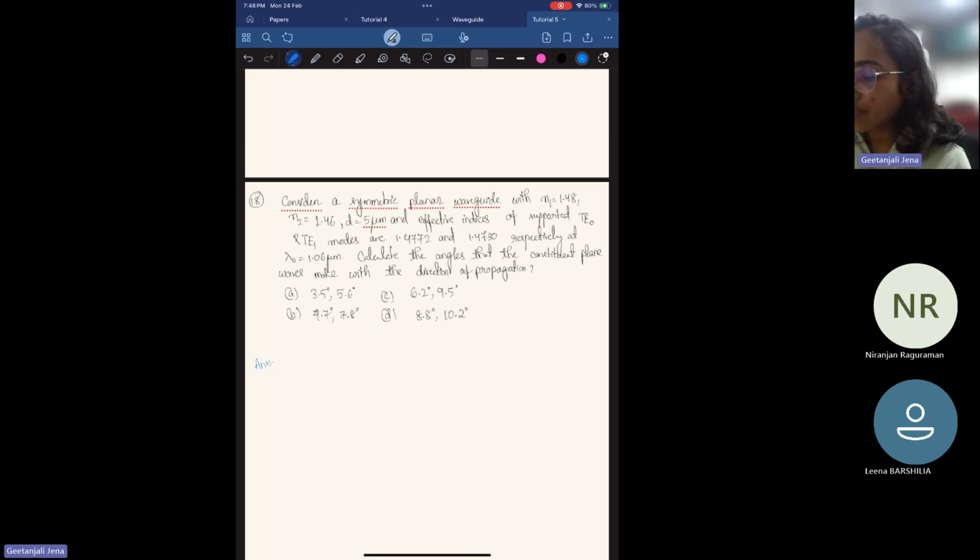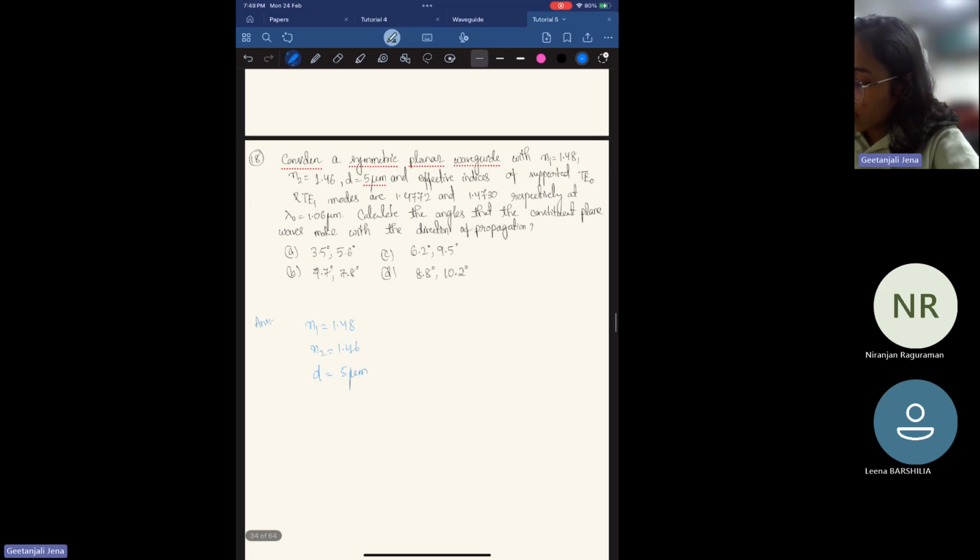So consider a symmetric planar waveguide with the refractive index n1 is 1.48, n2 is 1.46, and d is 5 micrometer. And effective indices of supported TE0 and TE1 modes are given.